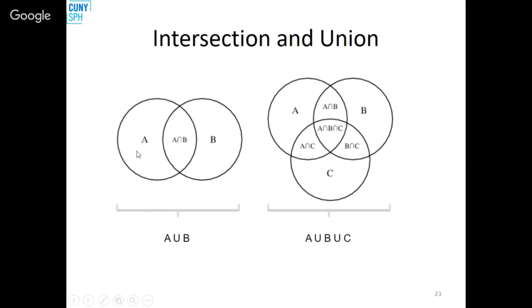What these circles are really representing here is a probability. If this area represents the probability of event A, and this area represents the probability of event B, then this bit in the middle represents the probability of A and B because it's inside both of those circles. And the total area of the two circles is A union B, so it's the probability of either A or B or both happening.